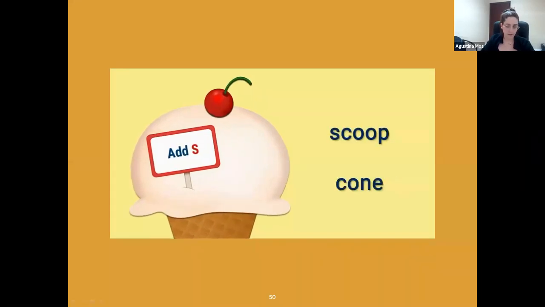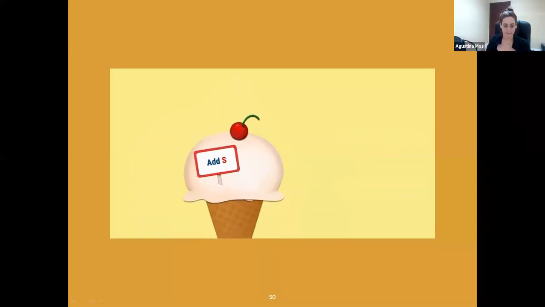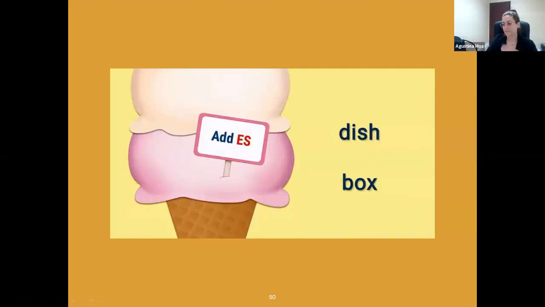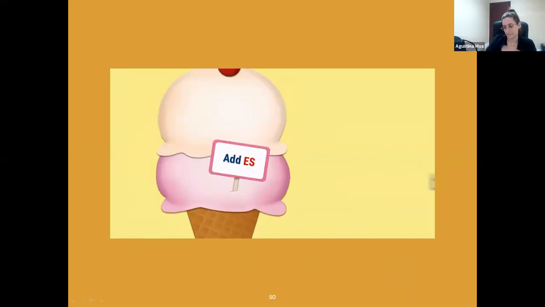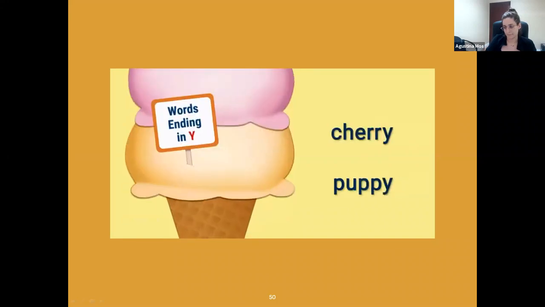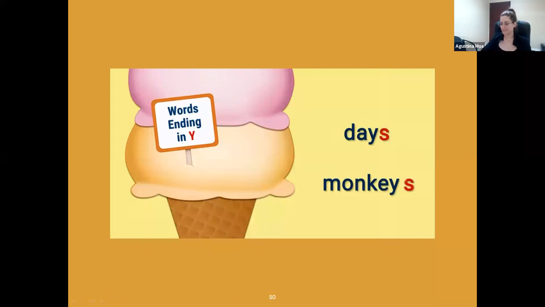To make most words plural, just add s, as in scoops and cones. The next yummy rule involves es. If you hear the sound of is, add es, as in dishes and boxes. This rule is just peachy. If the word ends in a consonant plus y, change y to i and add es, as in cherries and puppies. And if the word ends in a vowel plus y, just add s, as in days and monkeys.